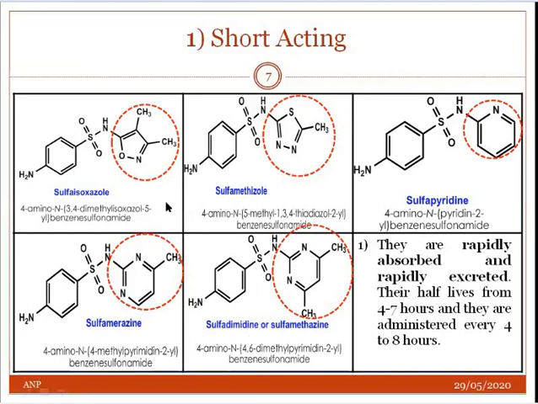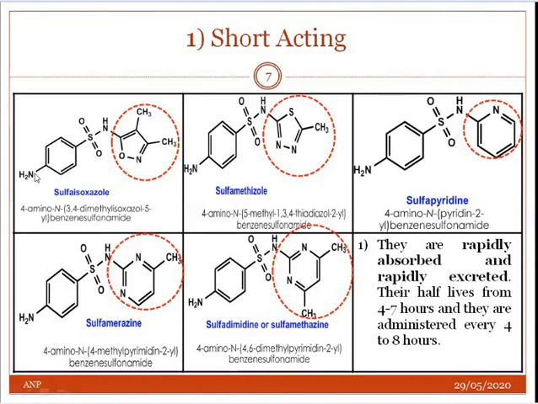Then what about the IUPAC name of all these compounds? See, this is our parent, right? Benzene sulfonamide. This parent skeleton is present in all these derivatives. Now, numbering starts from here for this benzene ring: 1, 2, 3, 4. And one substitution is present at the fourth position on the benzene sulfonamide.